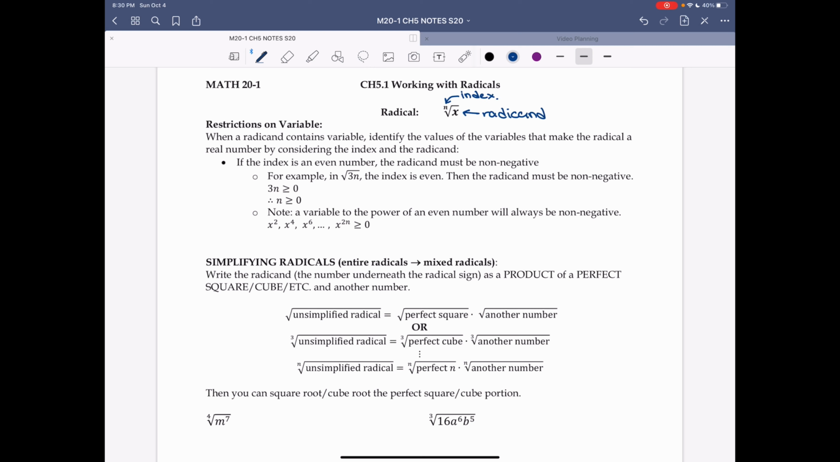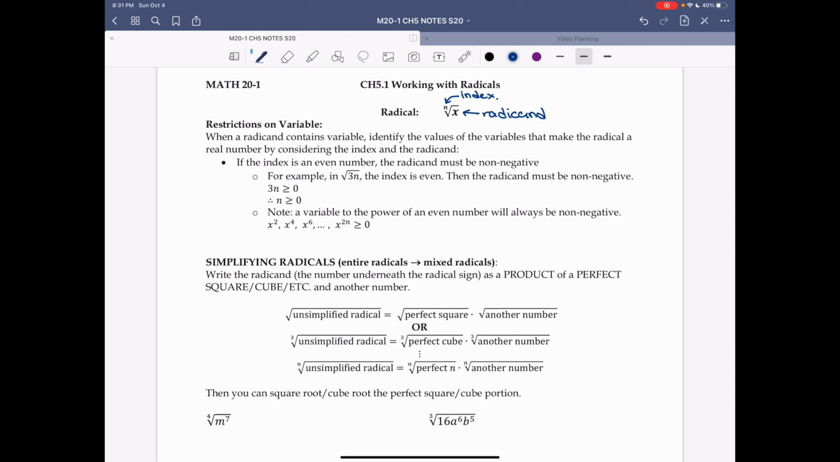Restrictions on variables. When a radicand contains variables, identify the values of the variables that make the radical a real number by considering the index and the radicand. If the index is an even number, the radicand must be non-negative. For example, in the square root of 3n, the index is even, so the radicand must be non-negative. So our restriction would be that 3n has to be greater than or equal to 0, which therefore means that n has to be greater than or equal to 0.